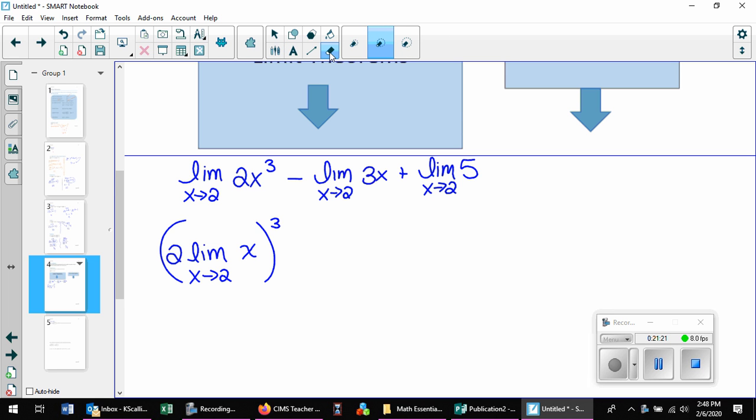Yeah, I need to erase something though. It's only the x. I almost said it with my graph. Oh, there you go. So my 2 got pulled out and the limit got cubed. Good. Okay, so for this one, the constant gets pulled out.